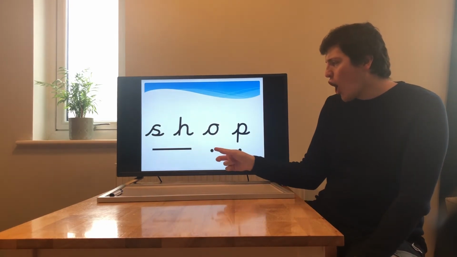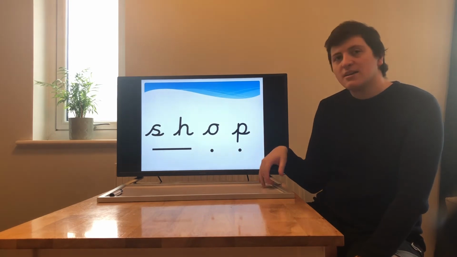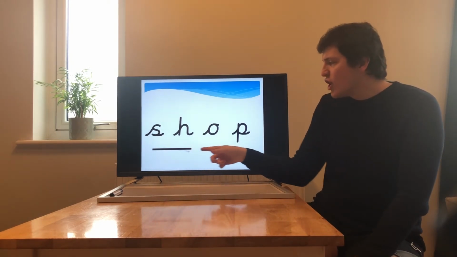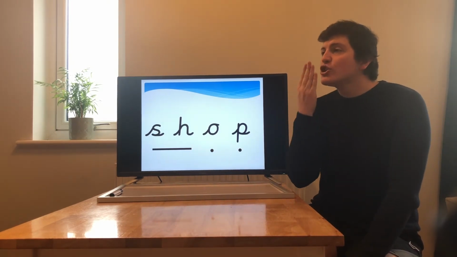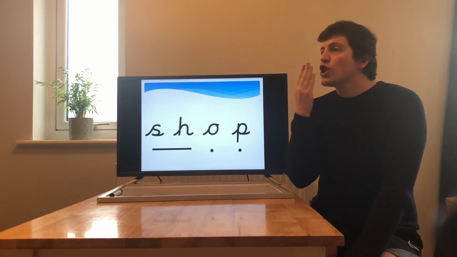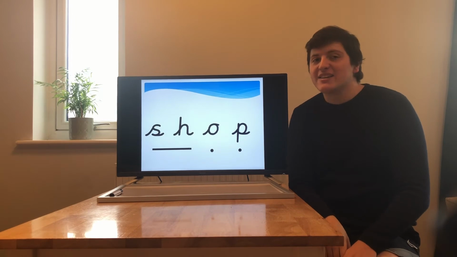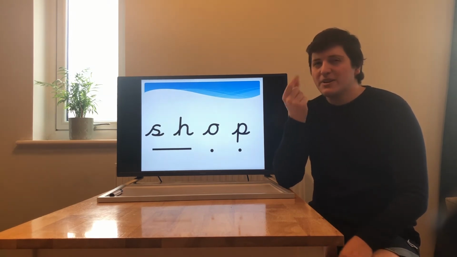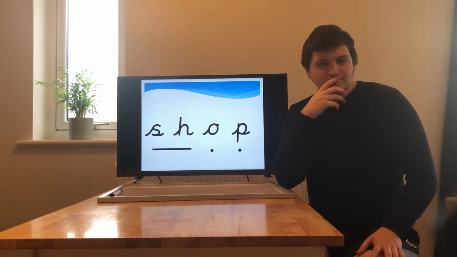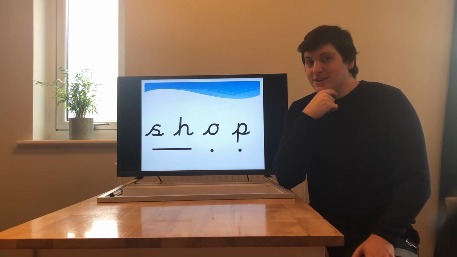Sh. Op. Sh. Op. Shop! Where you go to buy things. I also thought of the words sheep and ship. Well done if you had any of those words.